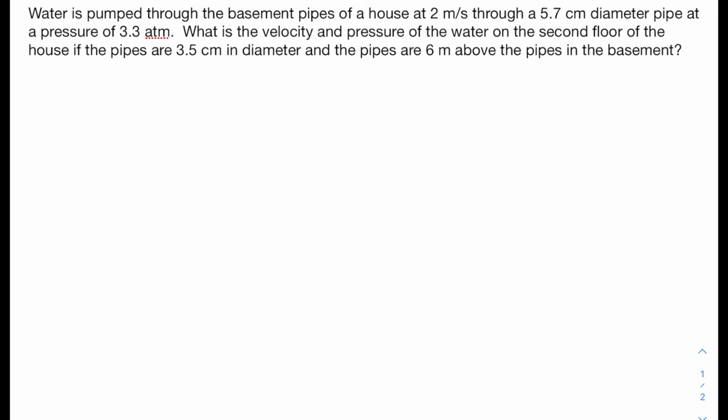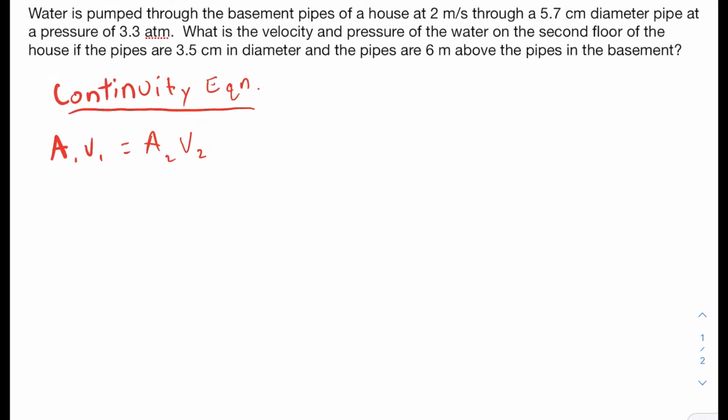Solving this problem will involve using both the continuity equation and Bernoulli's equation. To start, we'll need to use the continuity equation to find the velocity of the water on the second floor. The continuity equation tells us that the cross-sectional area of the basement pipes multiplied by the velocity through them is equal to the cross-sectional area of the pipes on the second floor multiplied by the velocity through them. Here we'll let the subscript 1 represent the basement and the subscript 2 represent the second floor.